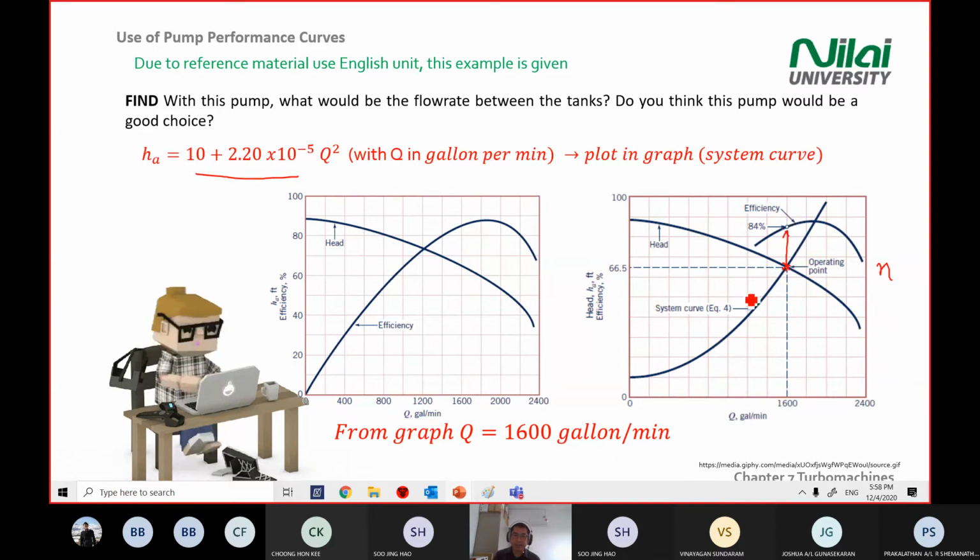Then you project down from the intersection point between the manufacturer curve and your system curve. You drop down, you know that your pump is delivering at the Q value of 1600 gallons per minute. Okay, this is how you select a pump.